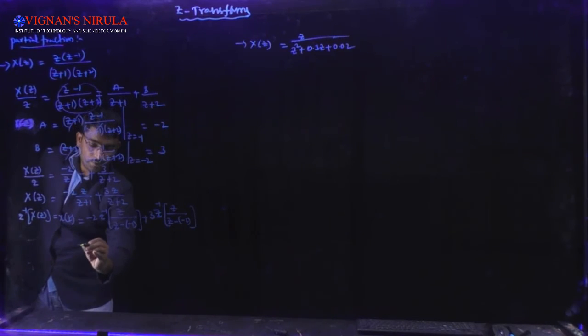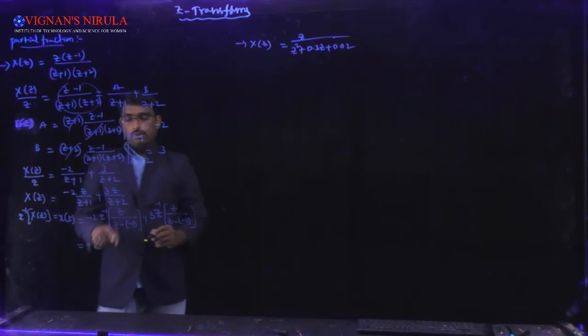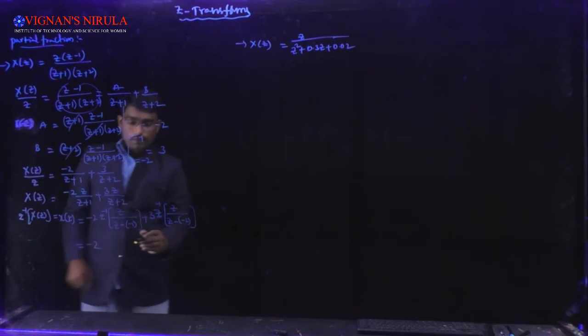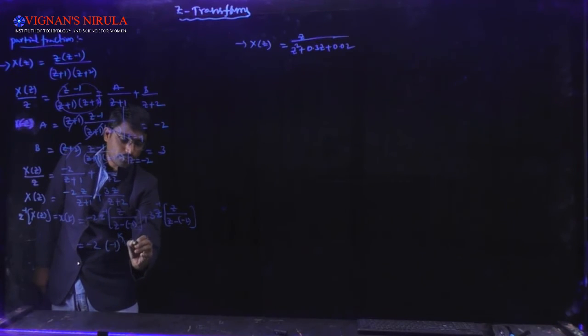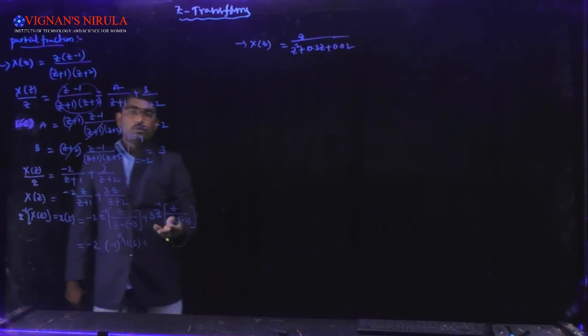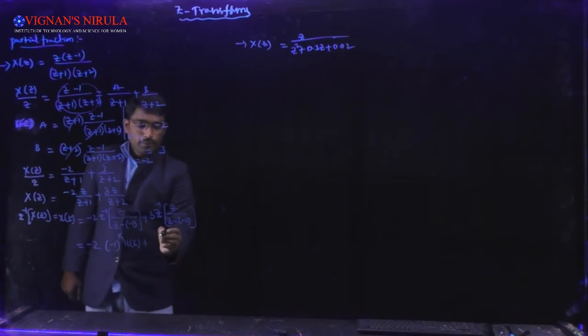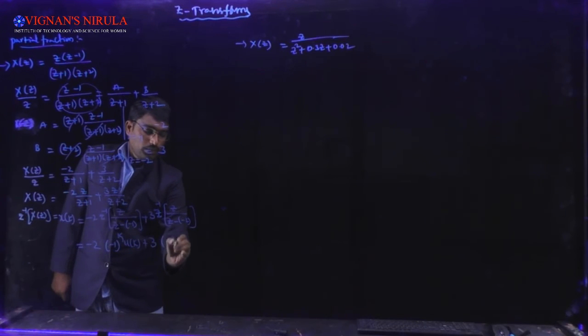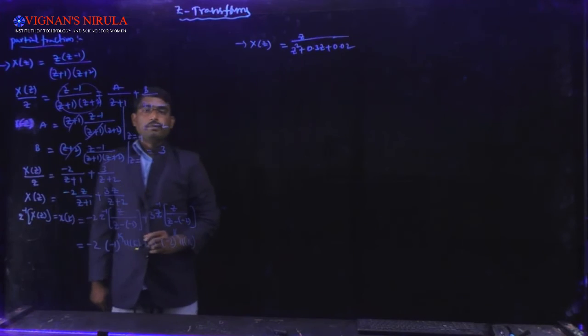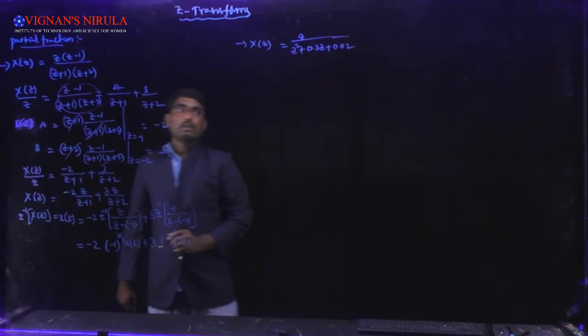See here, it is -2 times, we know that Z inverse of z/(z - a) is a^k u(k). Here in the place of a, we are having -1. So (-1)^k u(k). Of course, u(k) value is 1, you can write it or you cannot write it. Now plus 3 times Z inverse of z/(z - a), meaning here it is a^k u(k), or simply you can write (-2)^k. In this way we can find by using partial fraction.